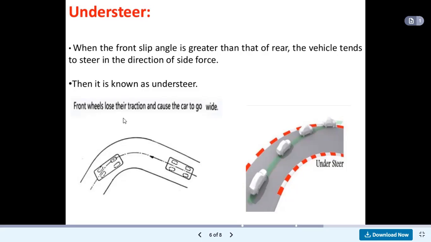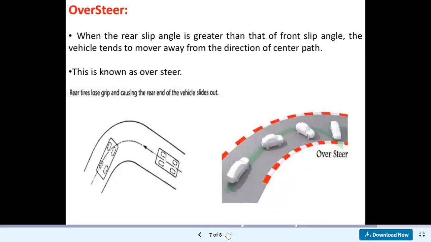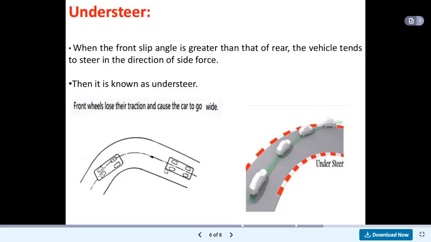In this case, in the first diagram, the front wheel loses its traction and causes the car to go wide. Okay, so this is called understeer. So in this case, the front wheel is not in the position where it is expected, and it loses traction and causes the car to go wide.